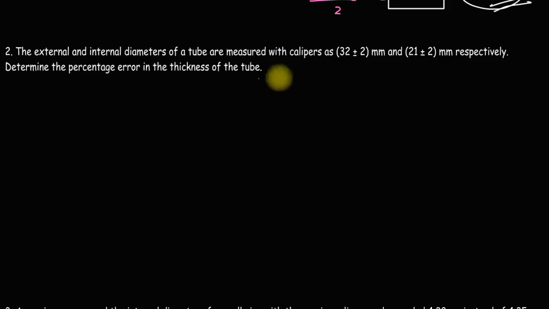Okay, so take this question. The external and internal diameters of a tube are measured with calipers as 32 plus or minus 2 millimeters and 21 plus or minus 2 millimeters respectively. Determine the percentage error in the thickness of the tube.